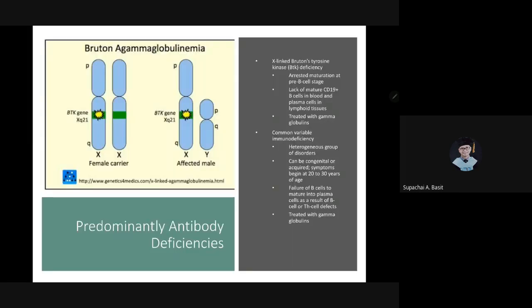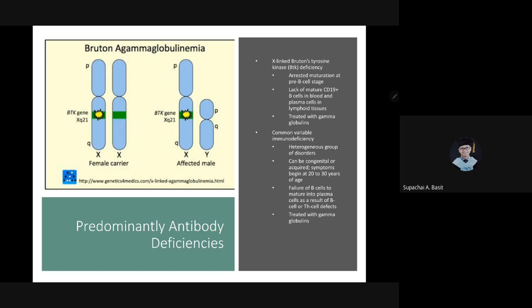Okay, so let's discuss some of the examples of predominantly antibody deficiencies. One of them is Bruton's agammaglobulinemia. Bruton's agammaglobulinemia is actually an X-linked tyrosine kinase deficiency. So that's the reason why it's called BTK deficiency.